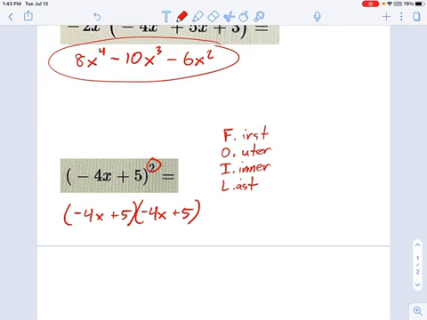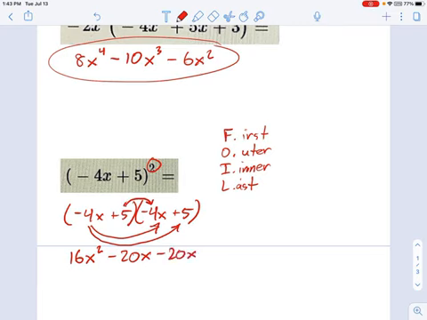And here's what I mean by first, outer, inner, last. The first terms are negative 4x times negative 4x. That's 16x squared. The outer terms are these two, negative 4x times positive 5. So that's negative 20x. The inner terms are these two. That's positive 5 times negative 4x. That's another negative 20x. And then the last terms are the ones at the end, the rightmost terms. That's a positive 25. So now, we're not quite done yet.